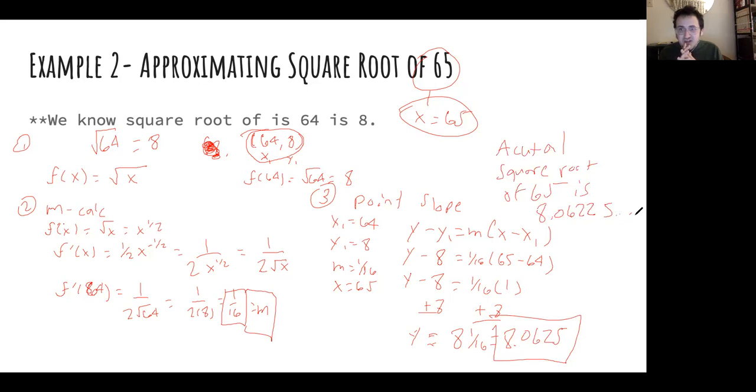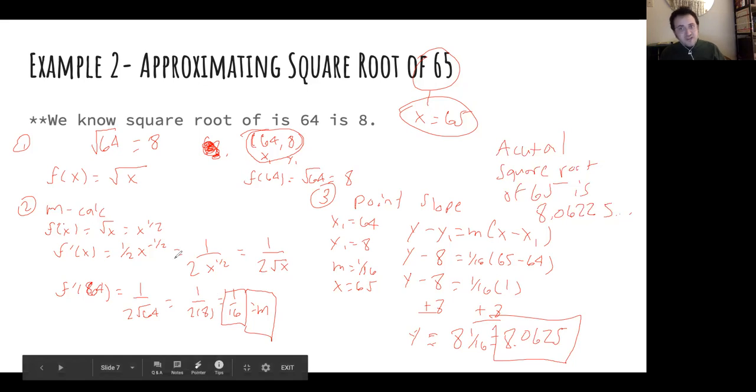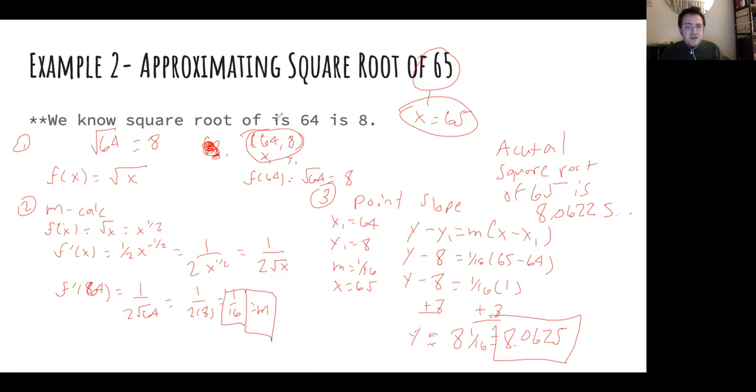So we're within a few 10,000ths of the actual answer, just with the knowledge of a power rule derivative, maybe a mid-level power rule derivative, knowing that the square root of 64 is 8, and knowing point slope form from algebra 1. And that's really, really cool. So I think that is really neat, and it shows how derivatives can really make people's lives easier.